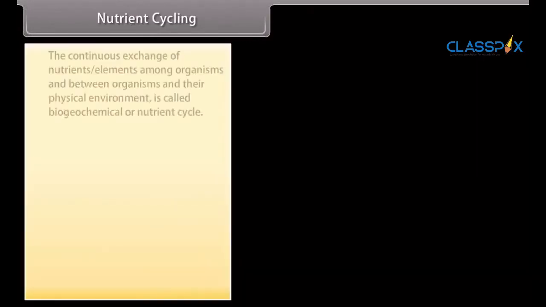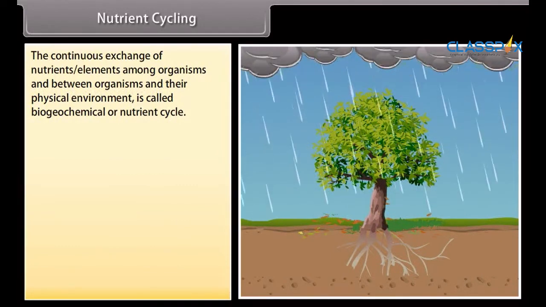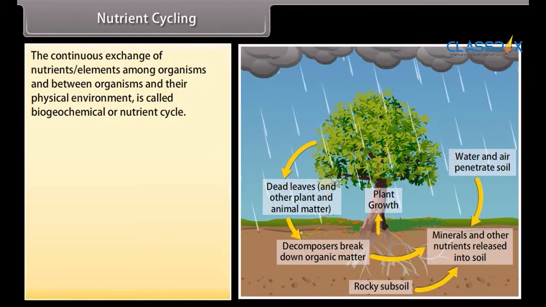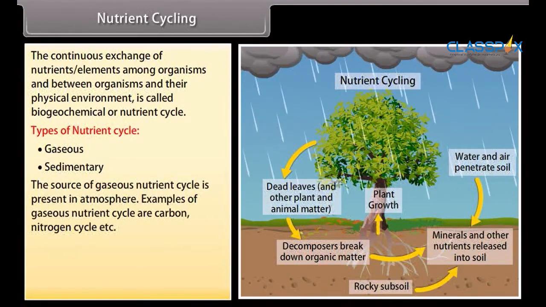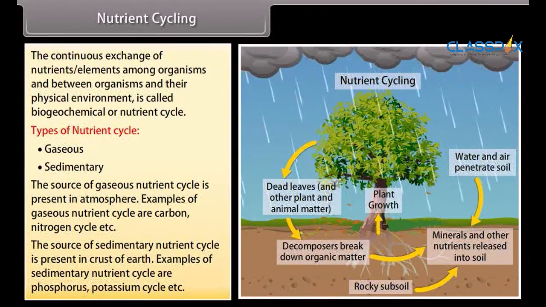Nutrient cycling. The continuous exchange of nutrient elements among organisms and between organisms and their physical environment is called biogeochemical or nutrient cycle. Types of nutrient cycle: gaseous and sedimentary. The source of gaseous nutrient cycle is present in the atmosphere. Examples of gaseous nutrient cycle are carbon and nitrogen cycles, etc. The source of sedimentary nutrient cycle is present in the crust of the earth. Examples of sedimentary nutrient cycle are phosphorus and potassium cycles, etc.